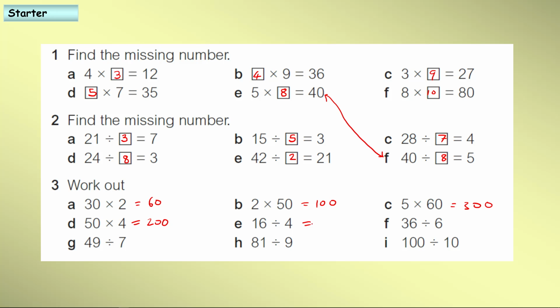16 divided by 4 is 4. 36 divided by 6 is 6. So what does that tell us about 36? Because 6 times 6 gives me 36. What kind of special number is this? Square number. 49 divided by 7. 7. We got another one. 81 divided by 9. Well, there's a row of them now, I think. 81 divided by 9 is 9, which means 9 times 9 is 81.